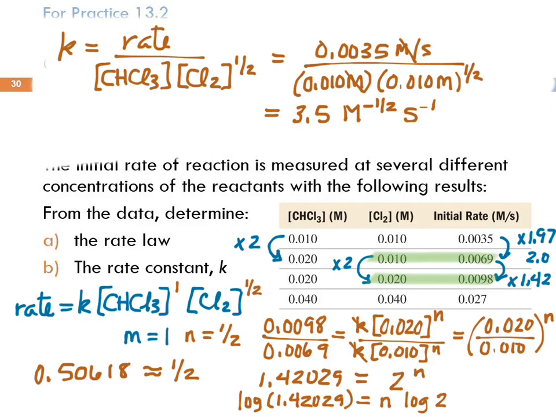Not necessarily. You have to find two data points where one of the concentrations is the same. So from here to here, this one didn't change, and this one did. So then we know that the change in rate is due to the change in this concentration. Okay, I see it. I just didn't. That's okay. I'm sure there are several other people who didn't see it either. And from here to here, this one is staying the same, and this one's changing. So the change in rate then is due only to the change in this concentration. So good question. Any other questions?